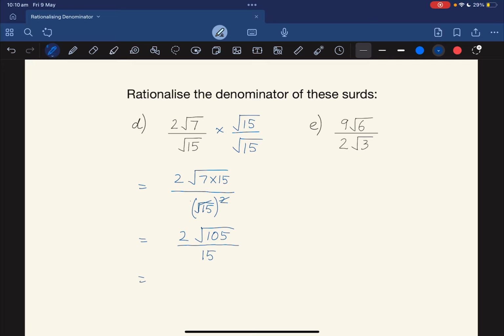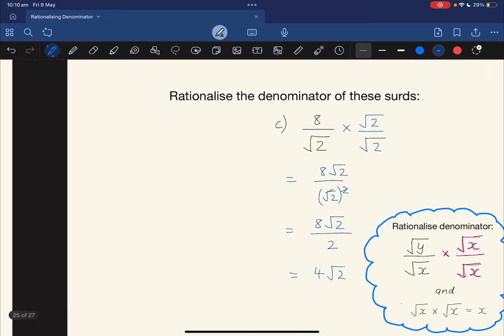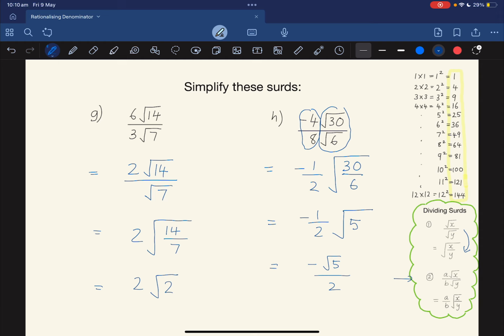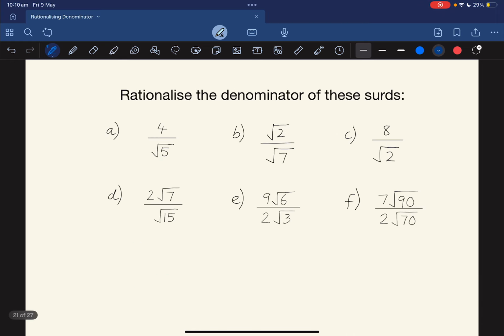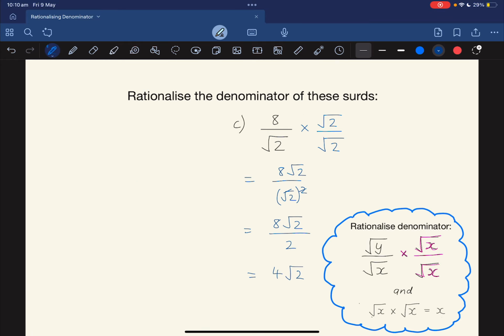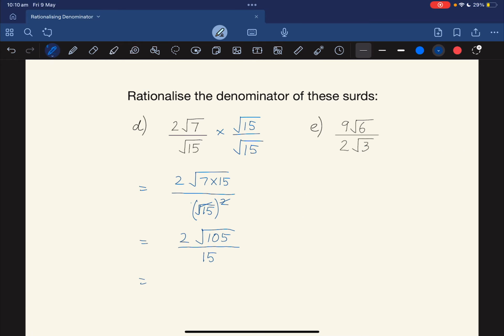Now, 105, I'm not sure whether there are square numbers, but I'm just going to quickly check if any of these are factors of 105. I really don't think so. No, no. So that's as far as you can get it. Sorry to scroll through. That's as far as you can get it, I believe. Let me know if you can get it any further.